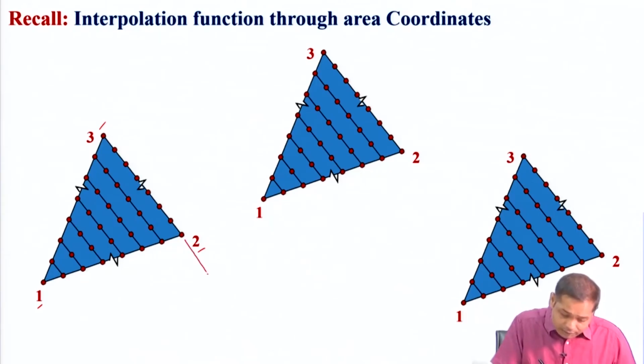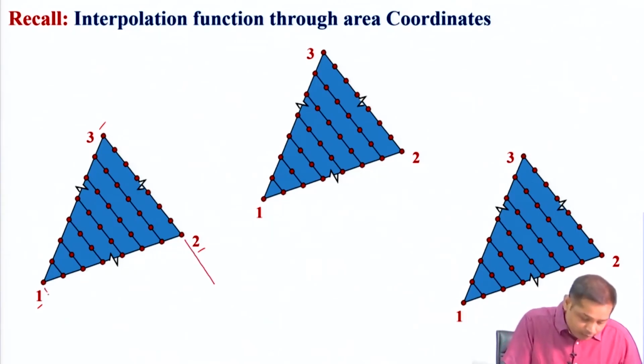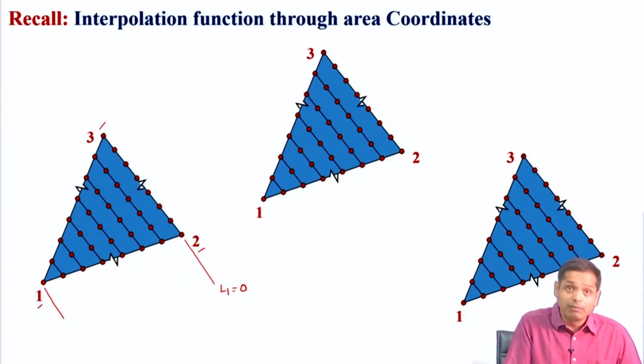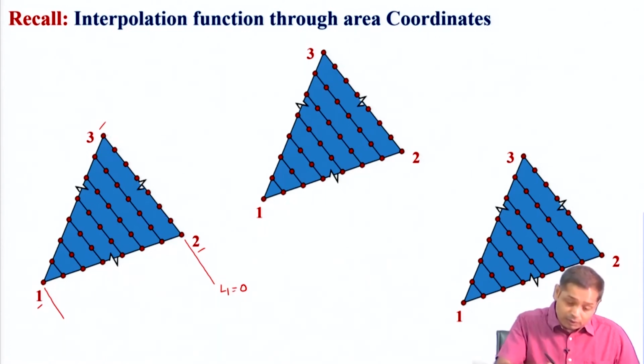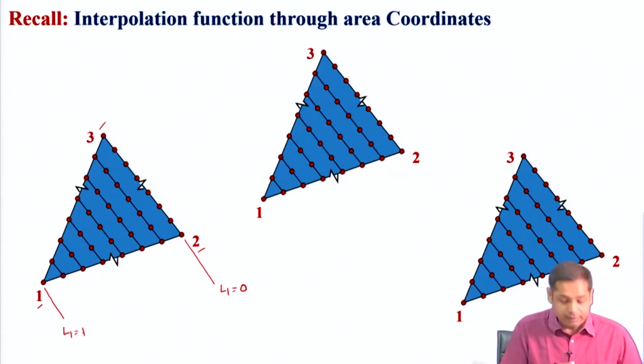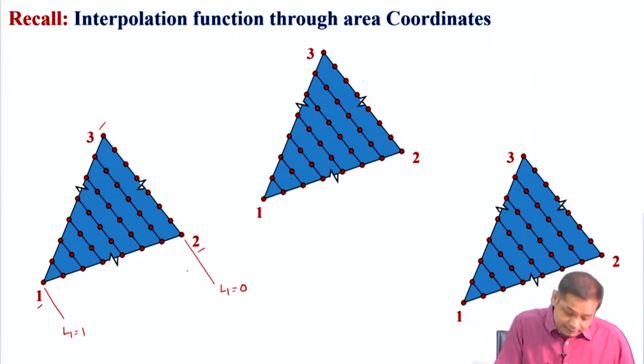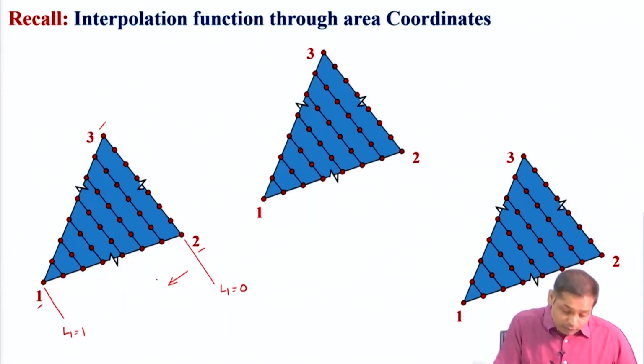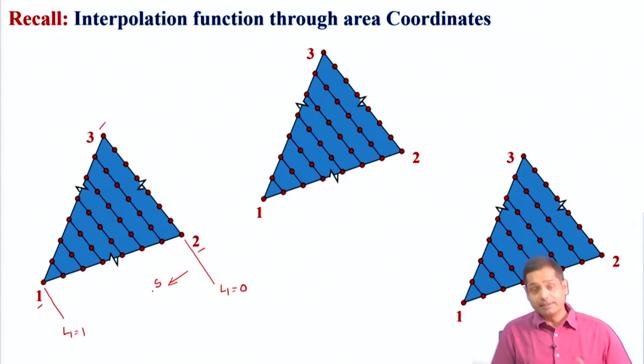So this is our L1. At this point L1 will be 0, because if you take the shape function at node number 1, it has to be 0 at all the nodes on this line, number 2, 3, so L1 will be 0, and on this point L1 will be 1, right? And we are moving in this direction, and we can construct a local coordinate system S in this direction.